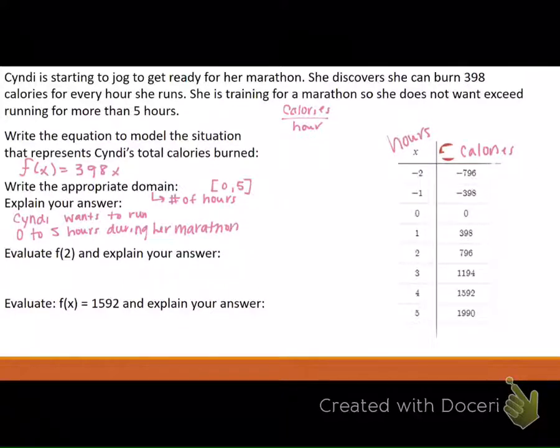What does f of 2 mean? That is your input. What does f of 2 mean? 796 calories. Yeah, so it's 2 comma 796. So when she runs 2 hours, she burns 796 calories.